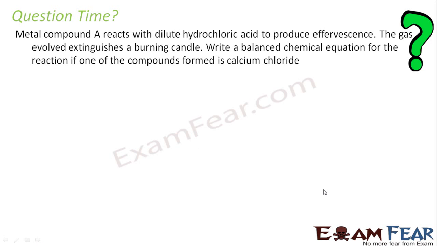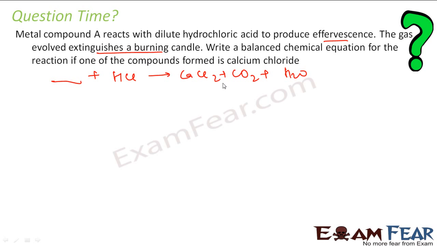Let's take one question here. A metal compound A reacts with hydrochloric acid to produce effervescence. The gas evolved extinguishes a burning candle. We have to write the balanced chemical equation if one of the compounds formed is calcium chloride. So there is a metal compound A that reacts with hydrochloric acid to produce effervescence, so water will be there. The gas extinguishes a burning candle, that means carbon dioxide is also there. And one of the compounds formed is calcium chloride.